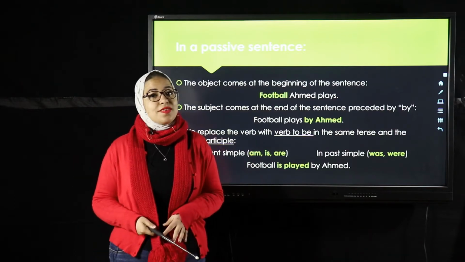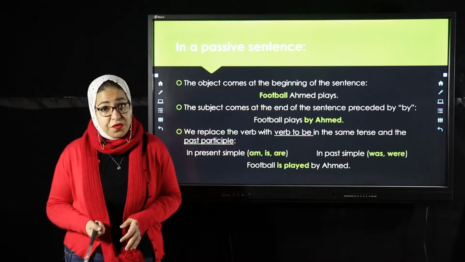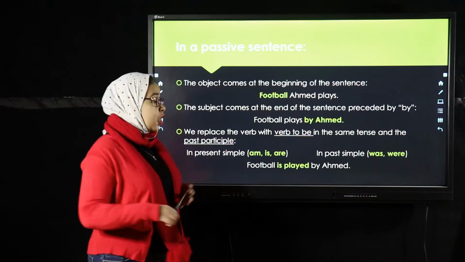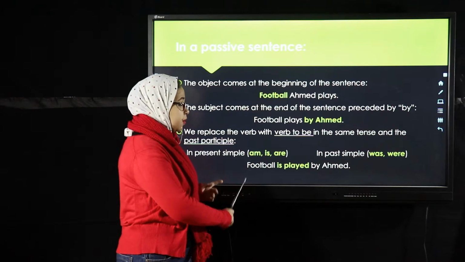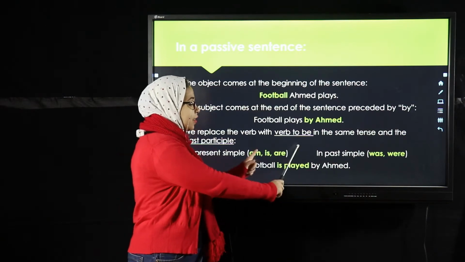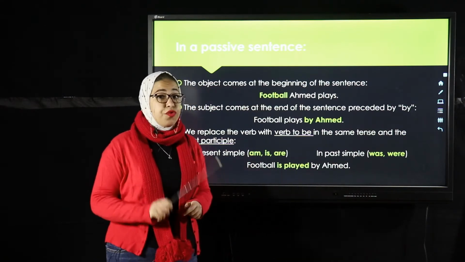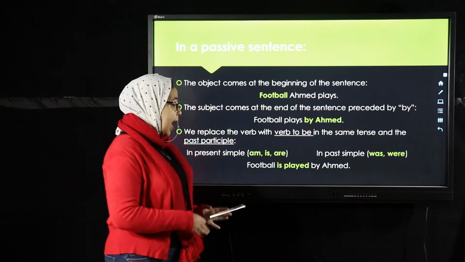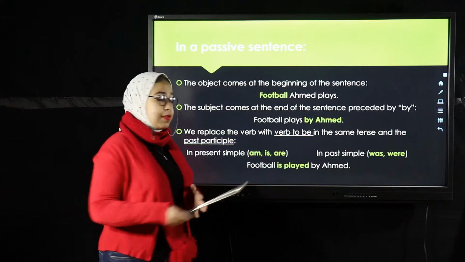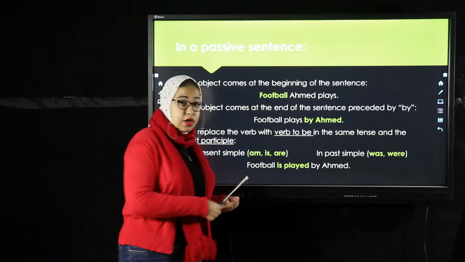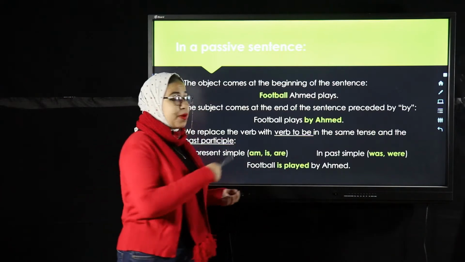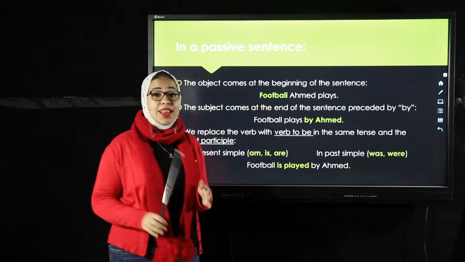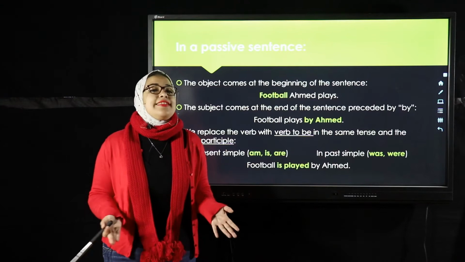We used the past participle before to form the present perfect, and you're going to use it now in order to form the passive voice. So football came first, by Ahmed came at the end, and then the verb was changed from plays, which is in the present simple, into am or is or are plus the past participle. In here, football is, of course, and the past participle of play is played, and then by Ahmed, and that's the sentence. As easy as that.